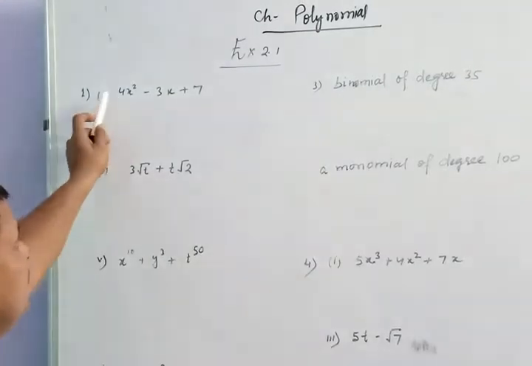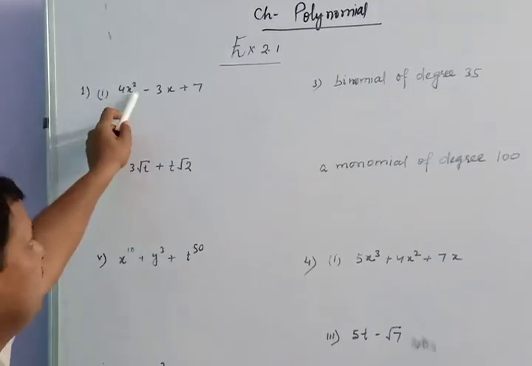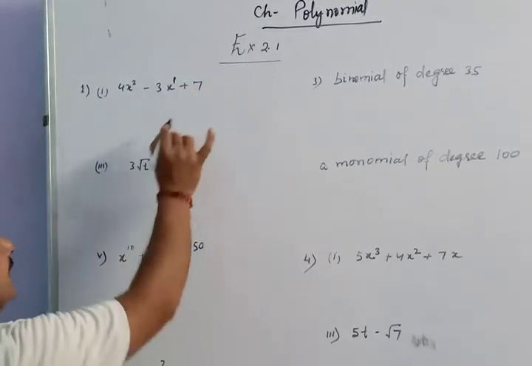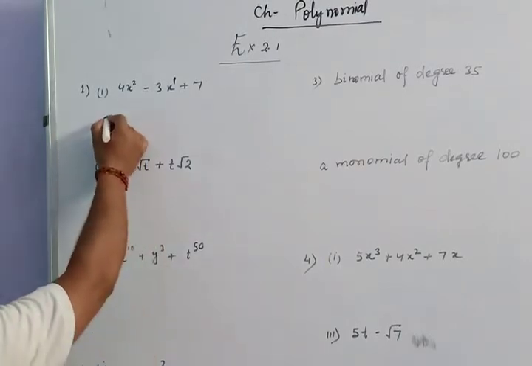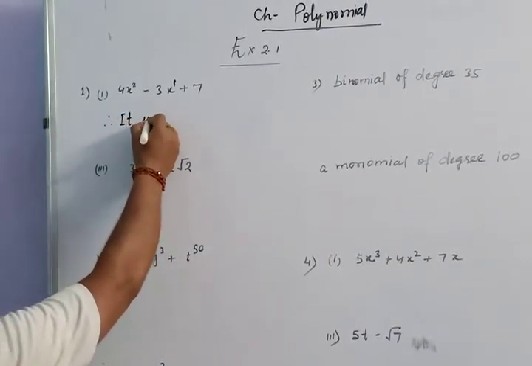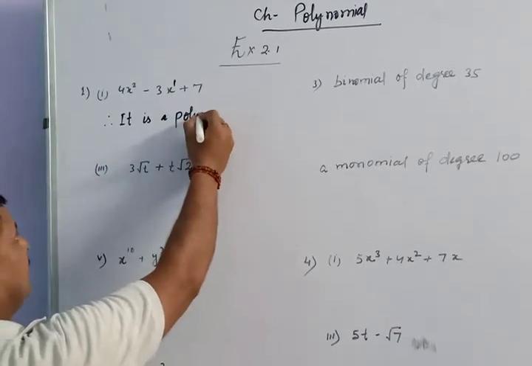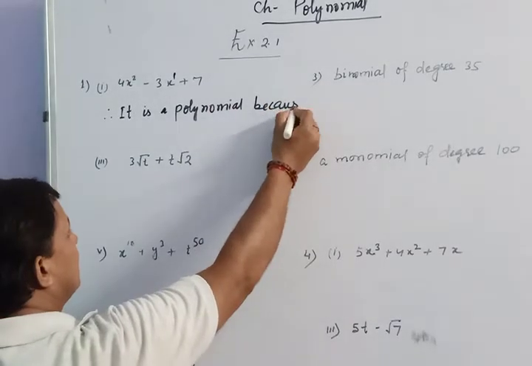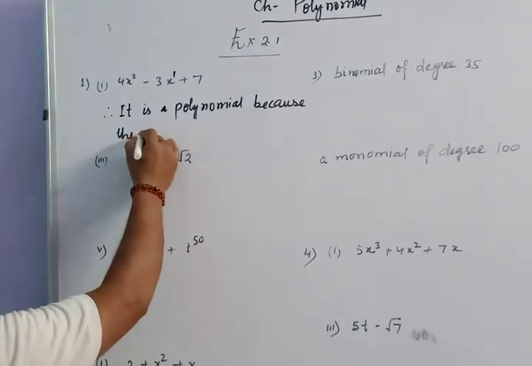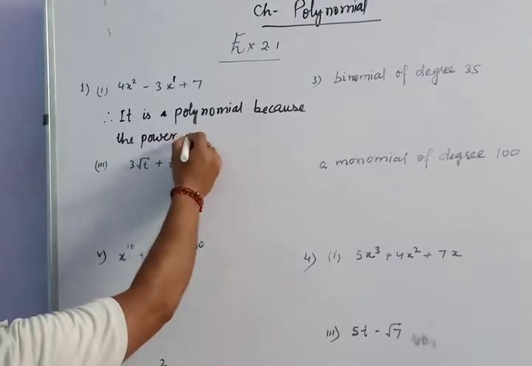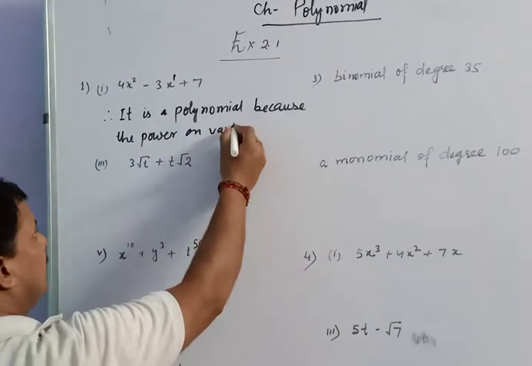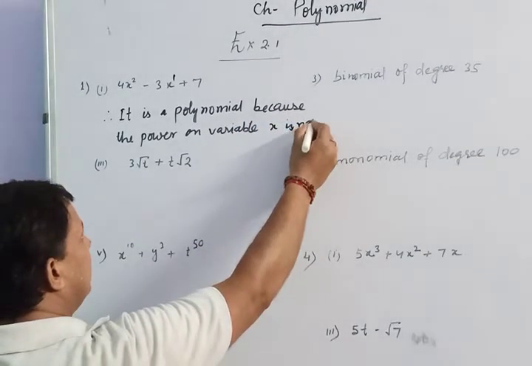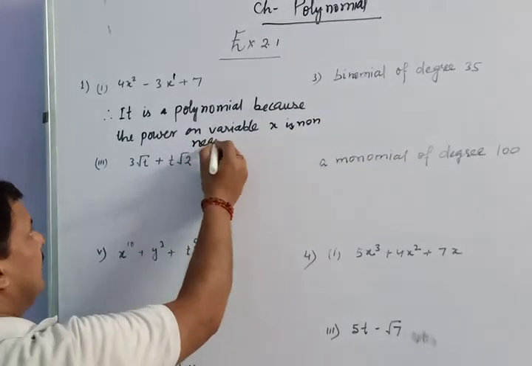So in the very first question, here the power is 2, a non-negative integer. Here power 1 is hidden. Therefore it is a polynomial because the power on variable x is a non-negative integer.